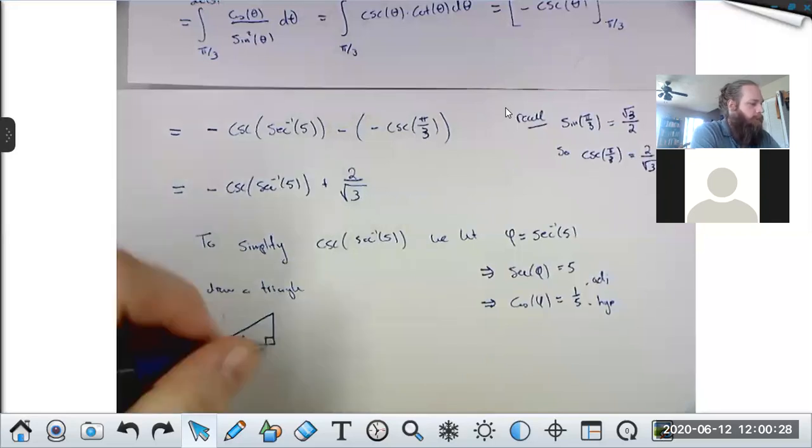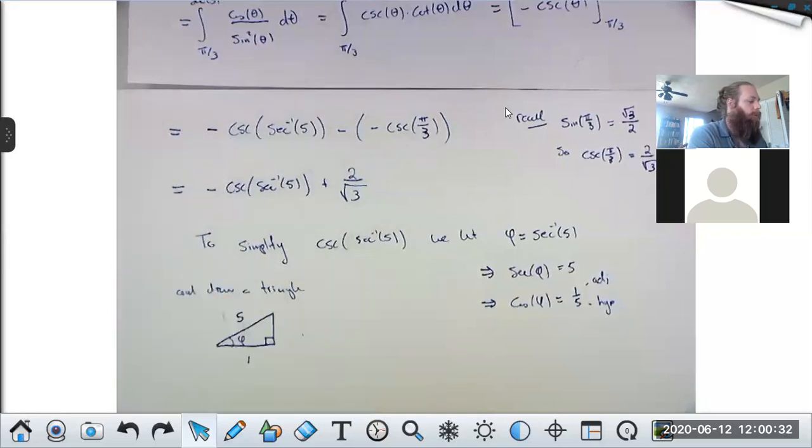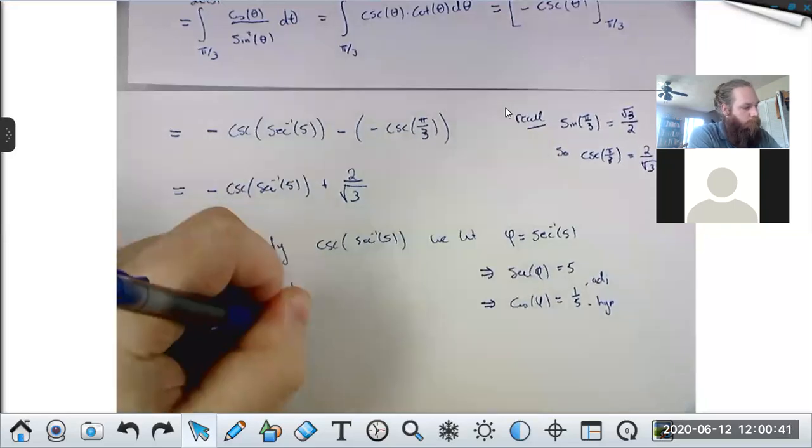My adjacent side I label as 1, my hypotenuse I label as 5, and then I complete this side of the triangle. This squared plus this squared equals this squared. So this guy is 25 minus 1 under a square root. That's the square root of 24.